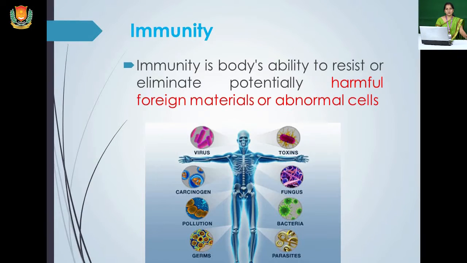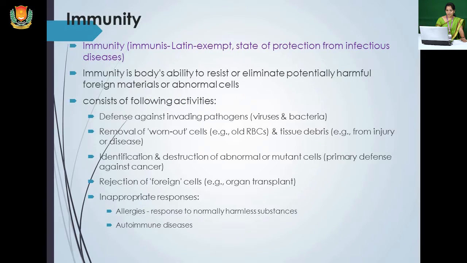Before going to immune system, we must understand the word immunity. Immunity is the ability of a body to protect against foreign materials which are invading inside our body. The word is made from the Latin immunis, which means state of protection from infectious disease. It consists of the following activities: defense against invading pathogens, removal of worn out cells.